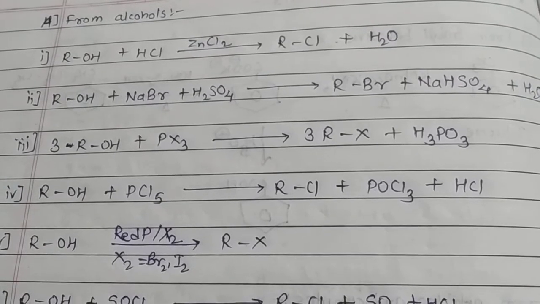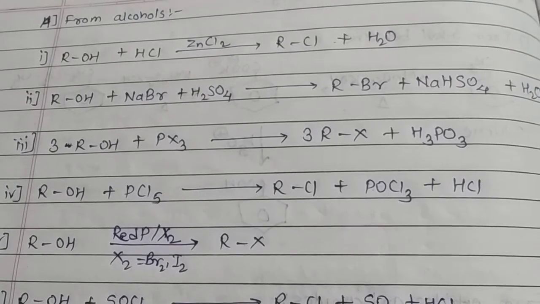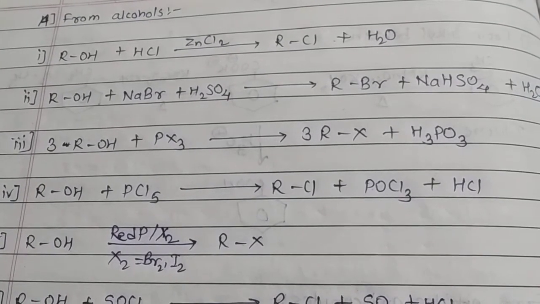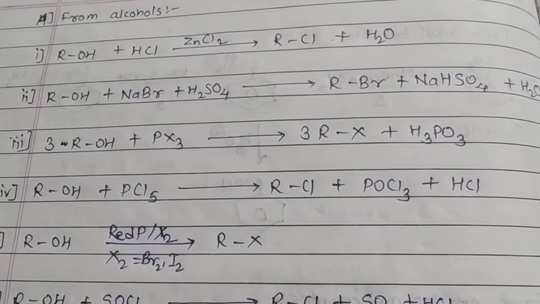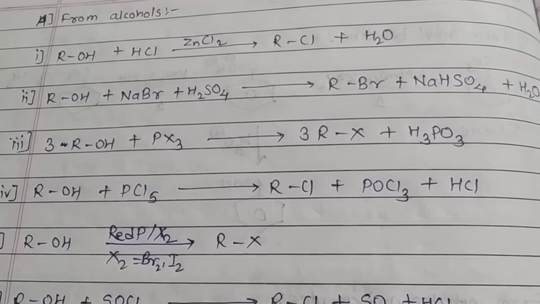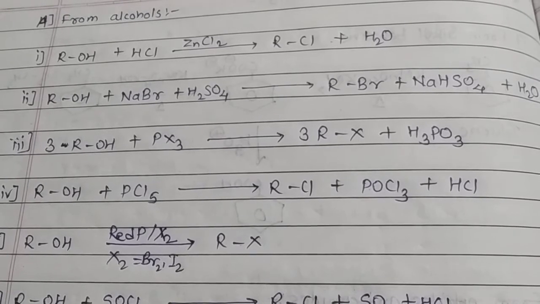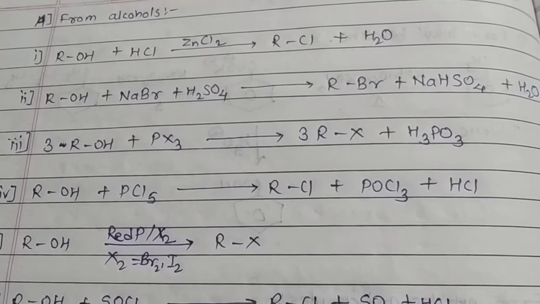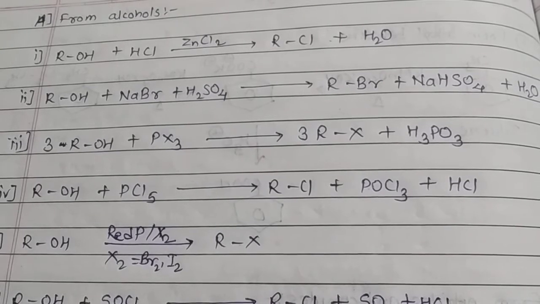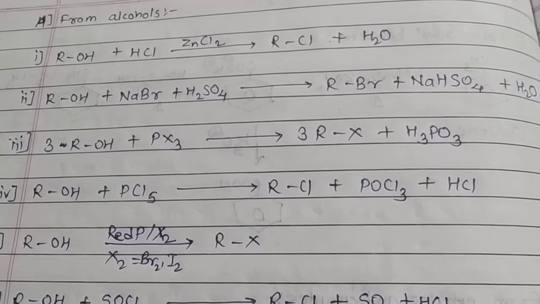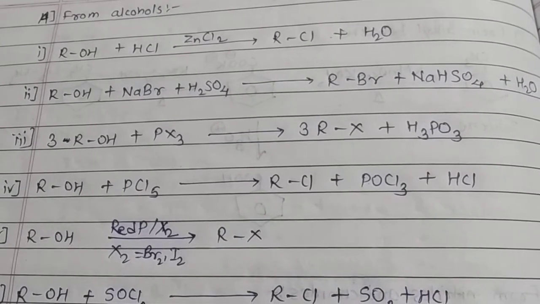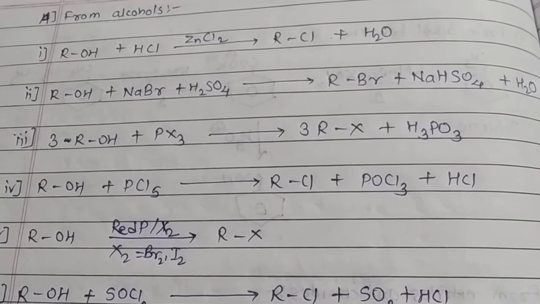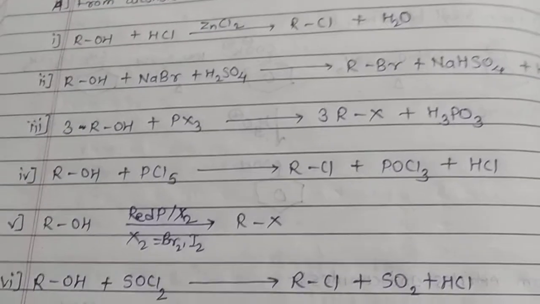Third reaction: 3 molecules of alcohol are used plus PX3. Here X can be chlorine or bromine, so it will react with PCl3 or PBr3, and we'll get alkyl halide as the product. 3 molecules of alkyl halide we get from this reaction, and here H3PO3 is the byproduct, which is known as phosphorous acid.